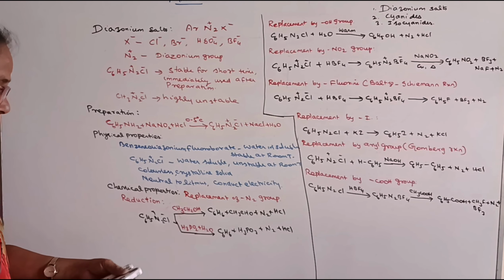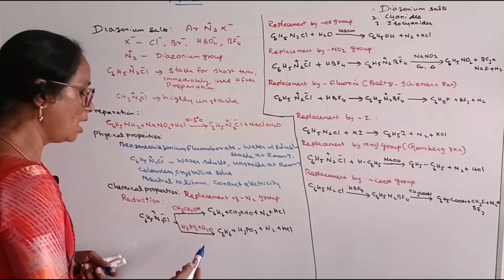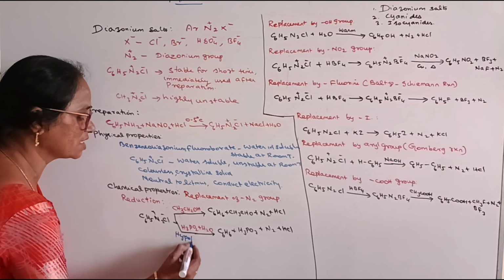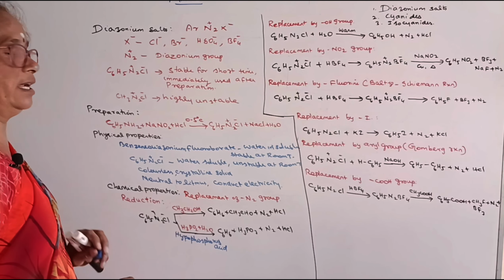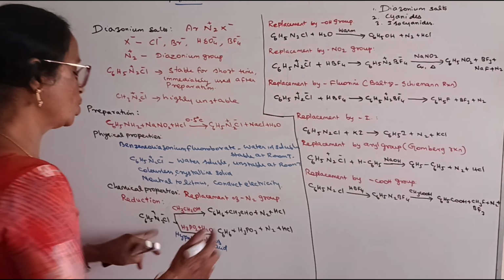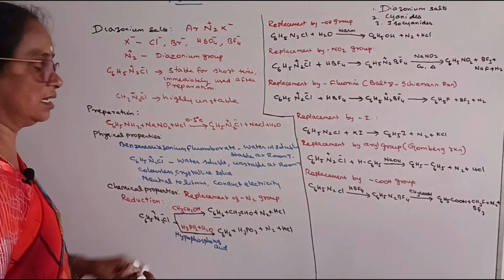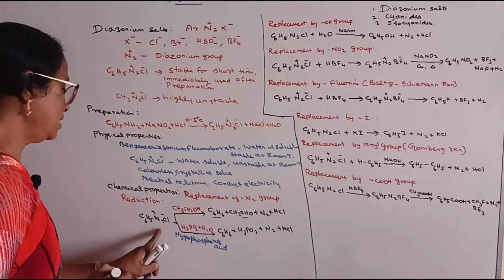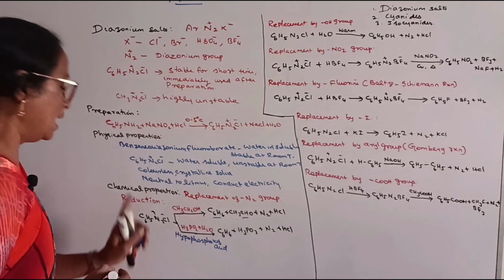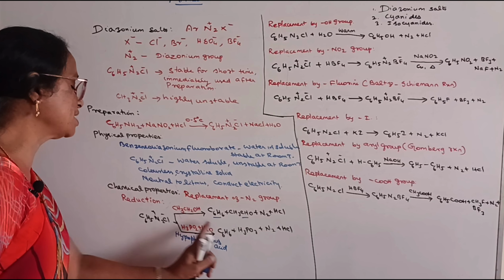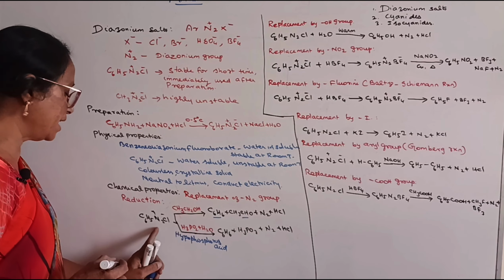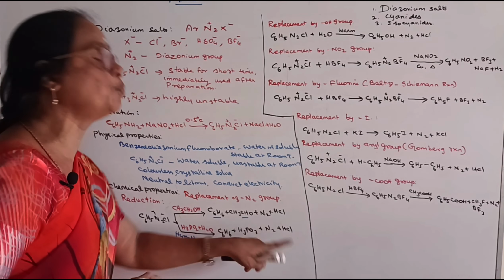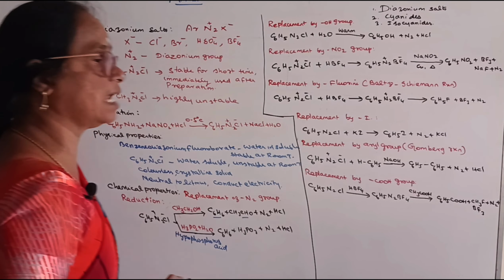Diazonium salt can be reduced by either ethanol or hypophosphorus acid and water. H3PO2 is hypophosphorus acid. When treated with ethanol, benzene diazonium chloride is reduced to benzene, where ethanol is oxidized to acetaldehyde. In addition, nitrogen and HCl are removed. When reduced by hypophosphorus acid and water, once again the diazonium salt is reduced to benzene. Hypophosphorus acid is oxidized to phosphorus acid along with nitrogen and HCl.